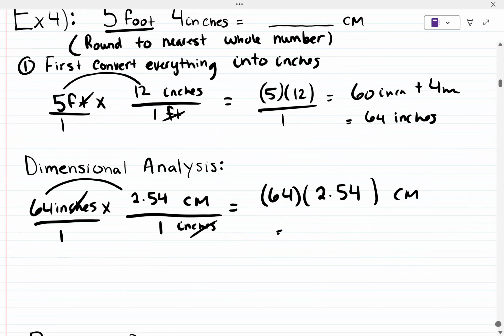The question says round to the nearest whole number. So when you put it in the calculator, you get a decimal, 162.56 centimeters. I don't care about the other digits because this is the number I care about. This 2 represents the next whole number, and then you look at the neighbor. If the neighbor is five and beyond, you do have to round. So this is 5, so you do have to round. So it's going to be 163 centimeters.